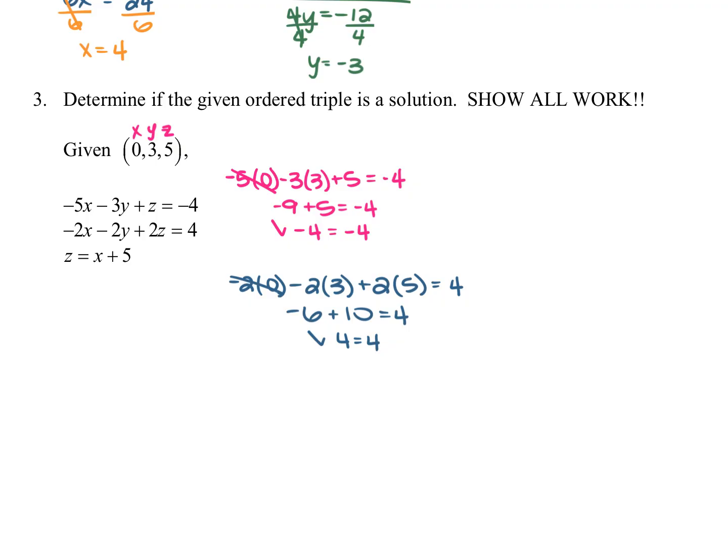For the last equation, you have z is equal to x plus 5. So that's going to give you 5 is equal to 0 plus 5, which means 5 is equal to 5, which is also a true statement. So this ordered triple is a solution.